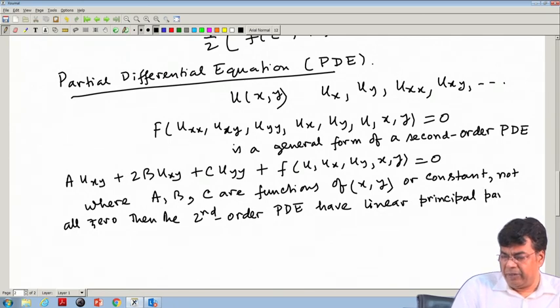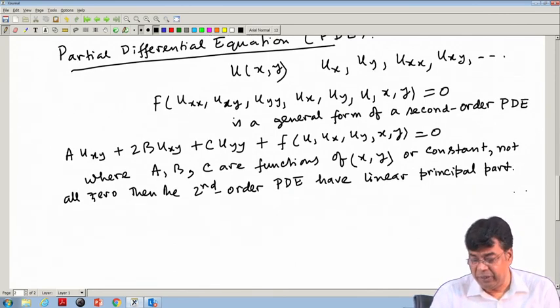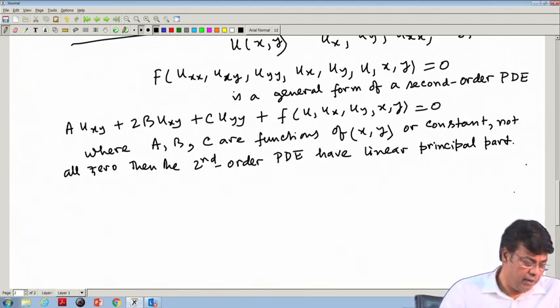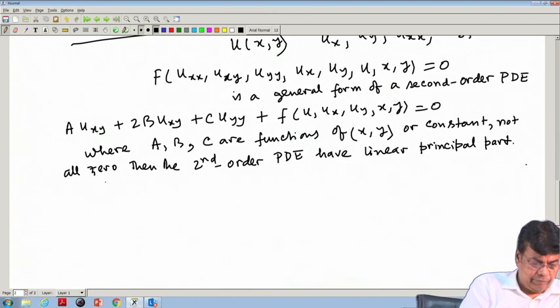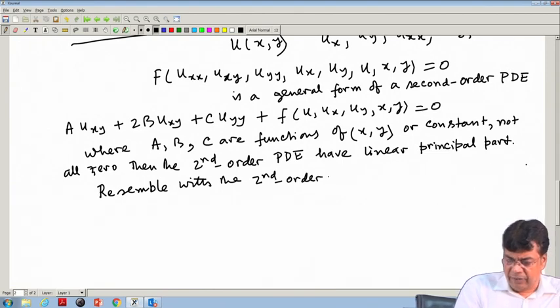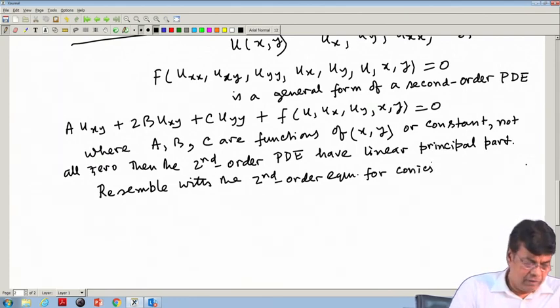So, that means the principal part, which is the second order part, is linear. So, in that case we can make some classification which resembles the ordinary second order homogeneous equation for conics. We can classify as follows.